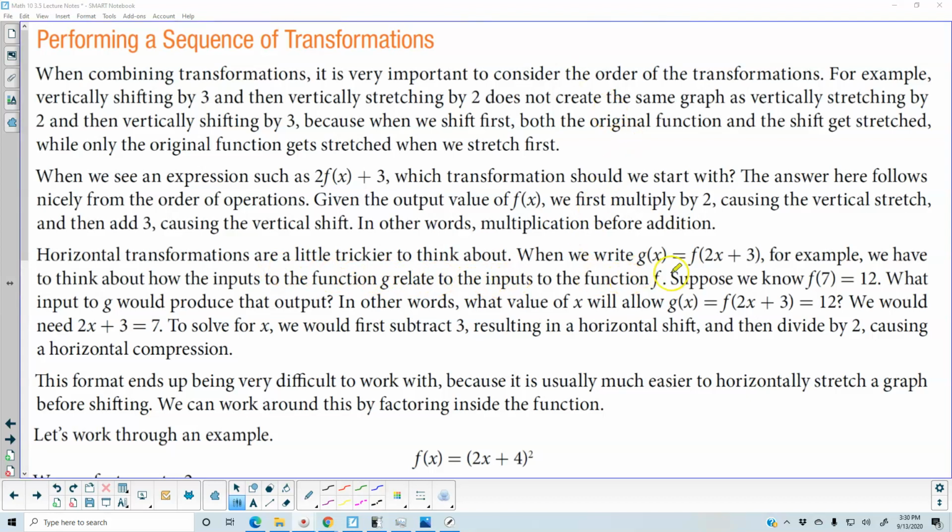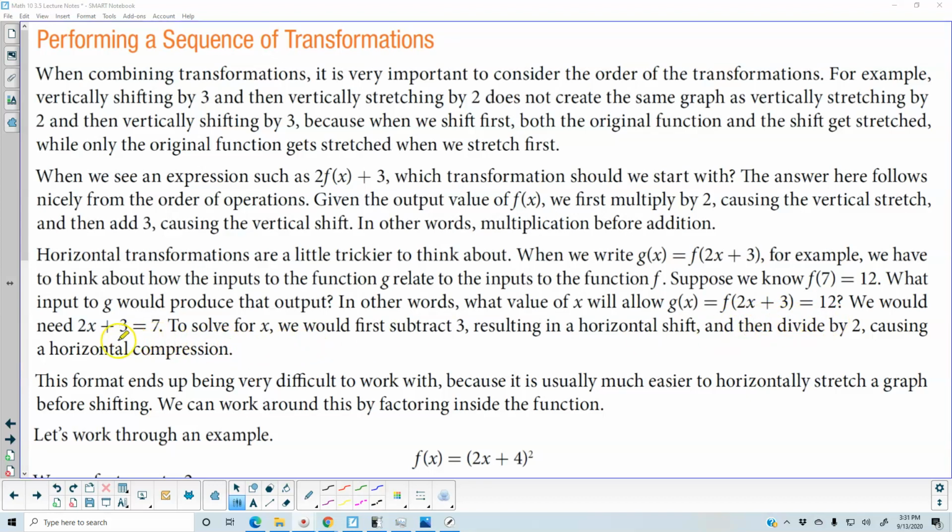When we write g of x, which is equal to f of 2x plus 3, for example, we have to think about how the inputs to the function g relate to the inputs to the function f. So suppose we know that f of 7 is equal to 12. What input to g would produce that output? So in other words, what value of x will allow g of x to equal f of 2x plus 3 equals 12?